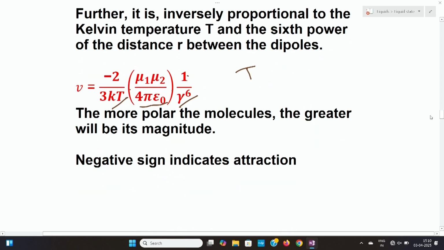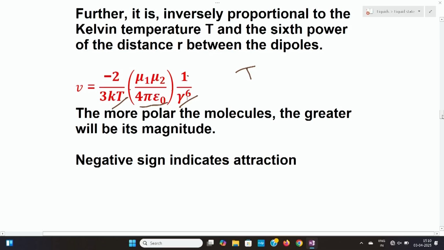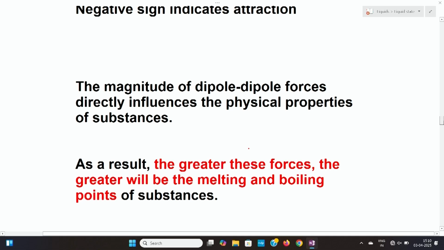The dipole-dipole interaction. The magnitude of the dipole-dipole interaction depends upon the polarity of the molecule. In the equation we have a negative sign, which indicates attraction. If the molecule has more polarity, then the magnitude of the potential energy also will be high.